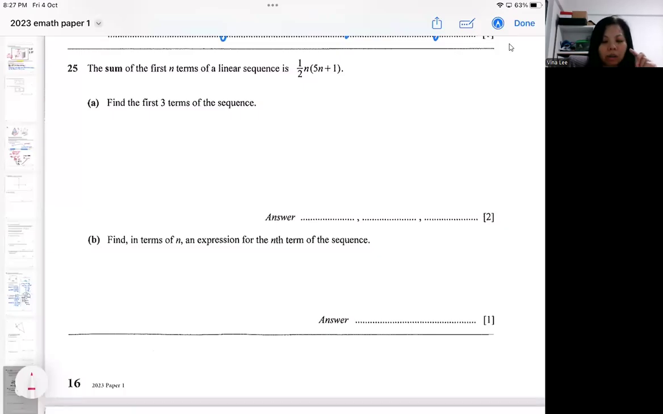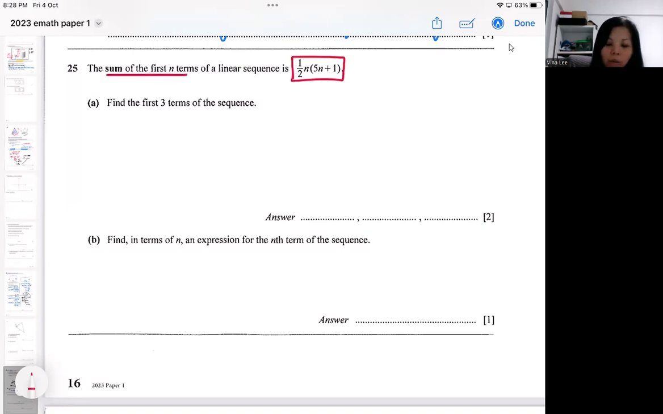This number pattern question can be very tricky for those of you who never read, or read already but also don't understand what it is. So the formula here is not the nth term. A lot of students will misread this. The formula here is not the nth term. It is the sum of the first n terms.